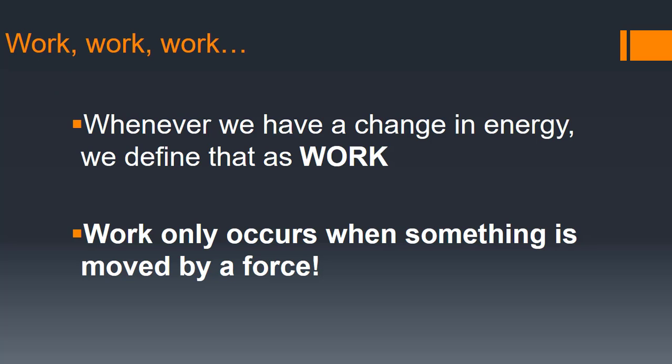Now that we have a pretty good idea what energy actually is, we want to look at what happens when the energy of a system changes. Whenever we have a change in energy, we say that work has been done. So in our lab where we ran up the stairs, we did work because our gravitational potential energy changed. We had to do work to get to the top of the stairs. One thing to be aware of is that work can only occur when something has moved.